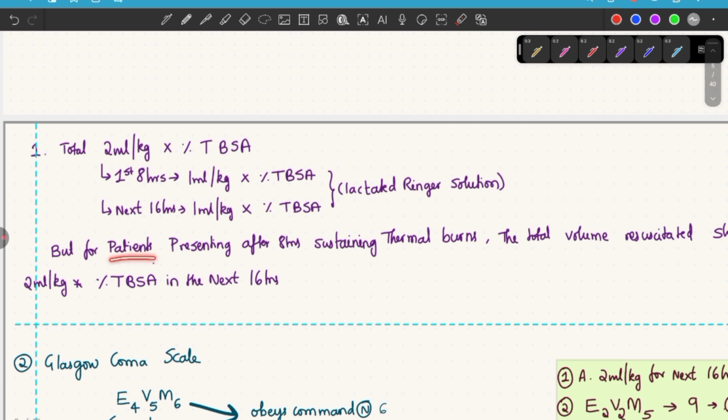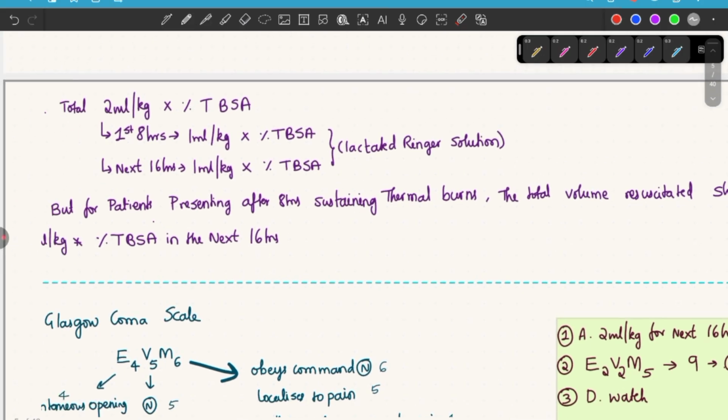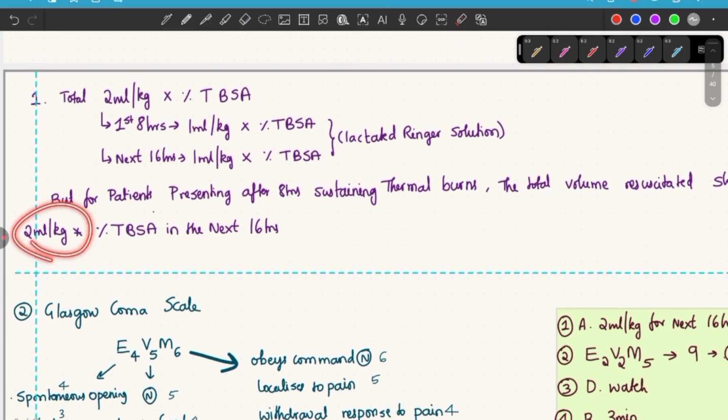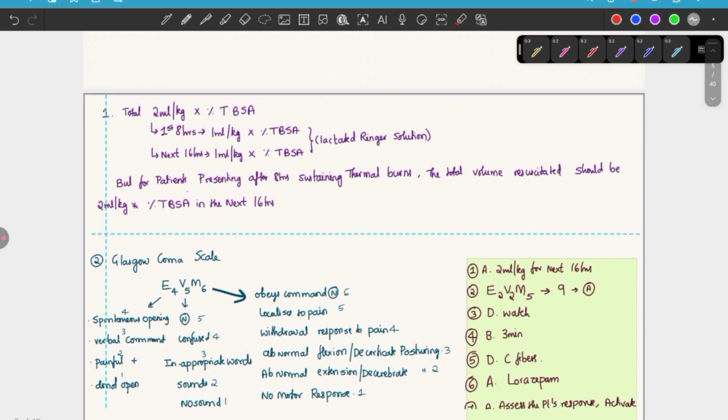Now our patient is presented after 8 hours. So the first 8 hours we have to give 1 ml per kg. But now after 8 hours means she already missed 1 ml per kg in first 8 hours. So we have to give total of 2 ml per kg in next 16 hours only. The preferred solution is lactated Ringer solution, RL. Okay.